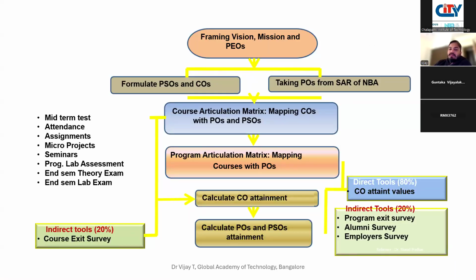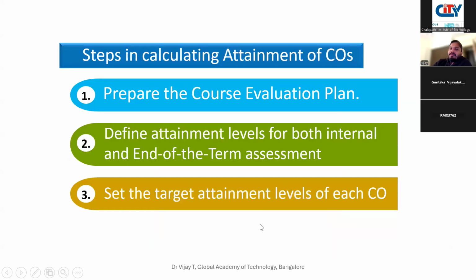So this is one sample flow chart: framing of vision, mission, and POs, formulate PSOs and COs, taking POs from SAR and NBA. Course articulation matrix you would be developing, right? With the course articulation matrix, you would go ahead and deliver the course, and after that, the calculation of CO attainment would be done. Direct, usually it is 80%, and indirect is 20%. Course exit survey, including all this, is 20%. Then go ahead and calculate POs and PSOs.